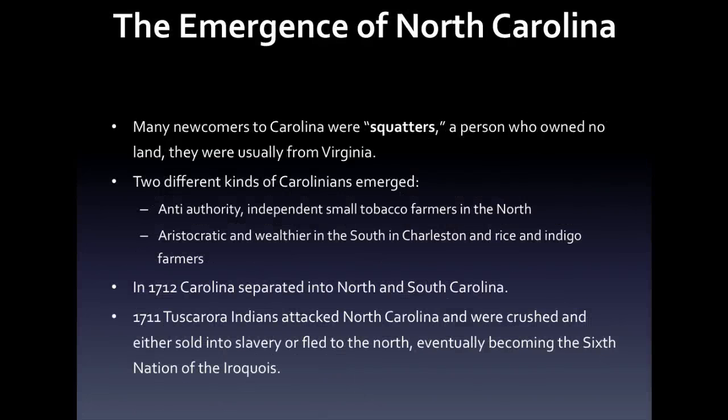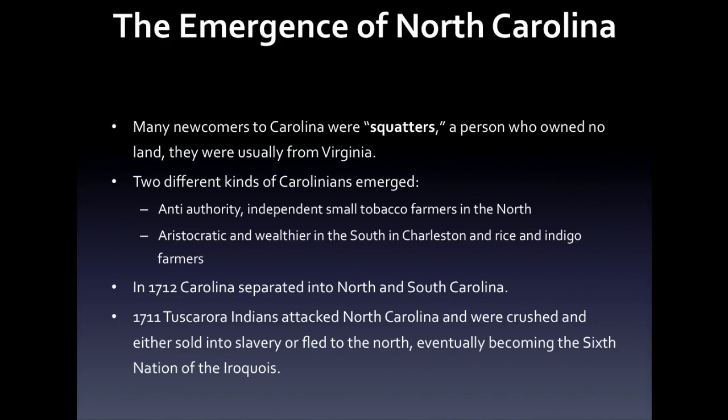Now, the emergence of North Carolina is the next section, and many newcomers to the Carolinas were squatters from Virginia. A squatter was a person without any land. And so they would just come down from Virginia and start setting up land for tobacco farming.